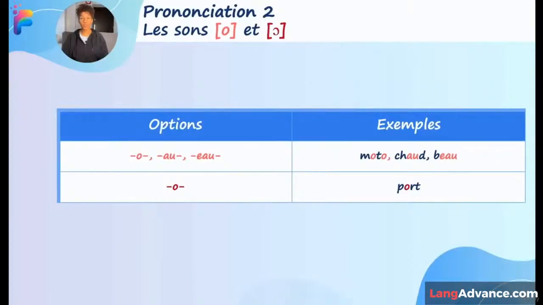Now we have le son O with 3 different spellings, but it sounds exactly the same. And then we have le son O. This one is more open. O. So first one, moto, chaud, beau. Even though it's spelled differently, the sound is exactly the same. Then we have O, like in port, port.